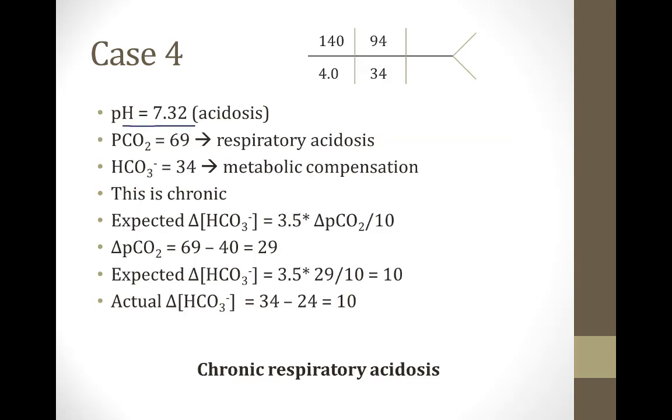So the pH is 7.32, so we know we have an acidosis. The PCO2 is high at 69. Recall that normal is 40, so we have a respiratory acidosis. The bicarbonate level is also high at 34.